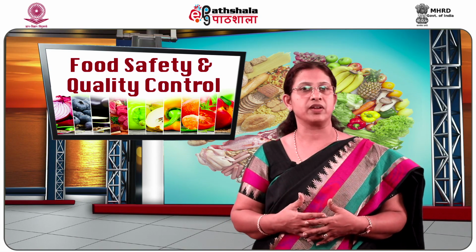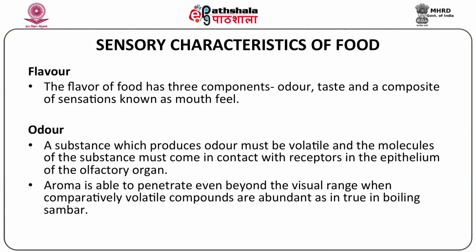Next we go on to flavor. The flavor of food has three components, very important components. One is odor, taste and composite of sensations known as mouth feel. So let's deal with one at a time. Odor. A substance which produces odor must be volatile and the molecules of the substance must come in contact with receptors in the epithelium of the olfactory organ.